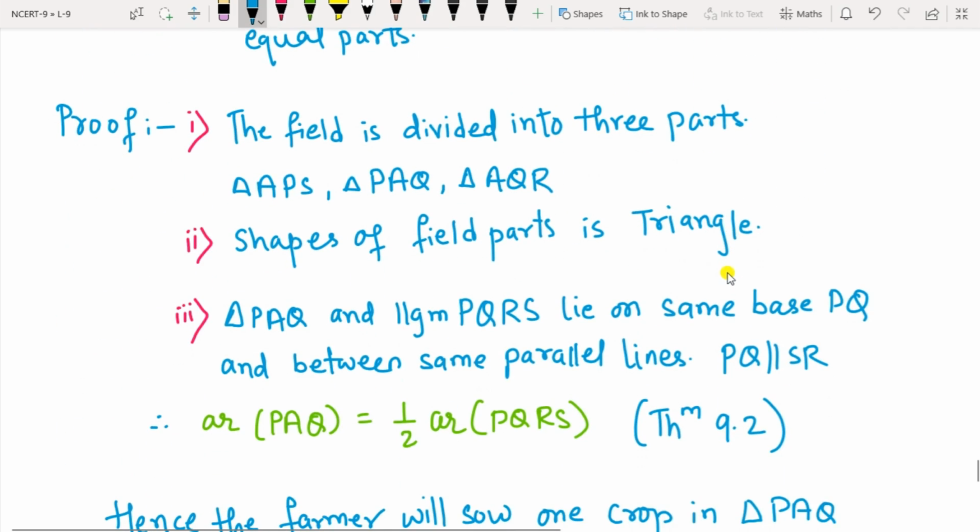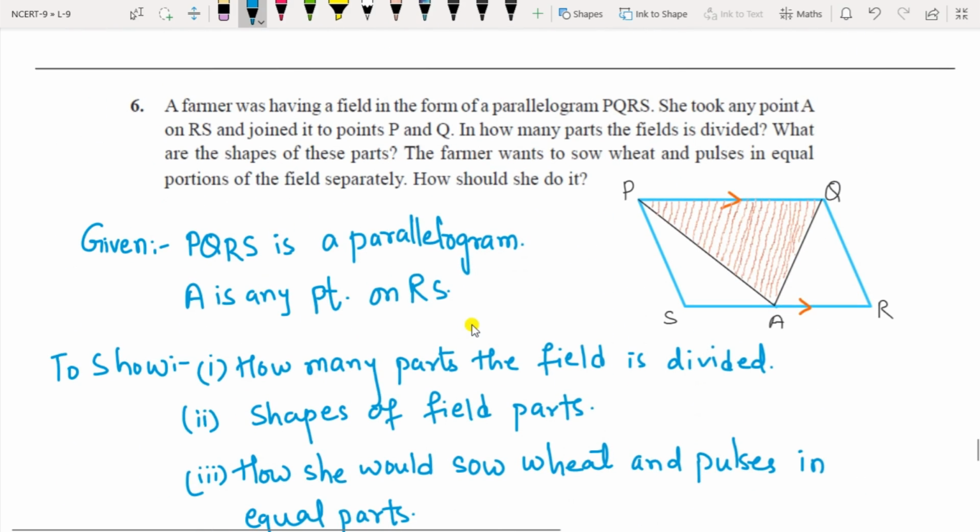So these are the answers for the questions first and second. That is, field is divided into 3 parts. Shape of the field is triangle. Now the answer for the third point is triangle PAQ and the parallelogram PQRS. This one, PAQ and PQRS lie on the same base PQ and between the same parallel lines PQ and SR here. And therefore area of this triangle will be half of the area of the parallelogram.